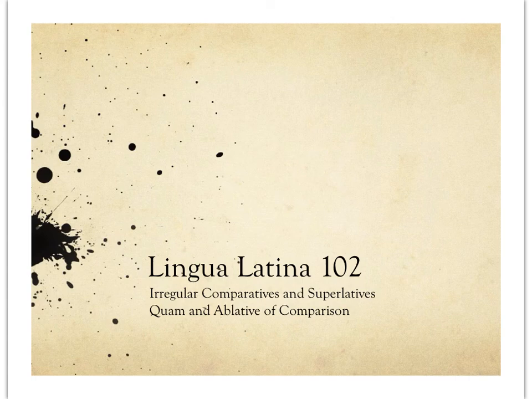Today we're going to talk about irregular comparatives and superlatives, and we're also going to talk about quam, which is a Latin word, and what we call the ablative of comparison. It's a use of the ablative. So let's get started.